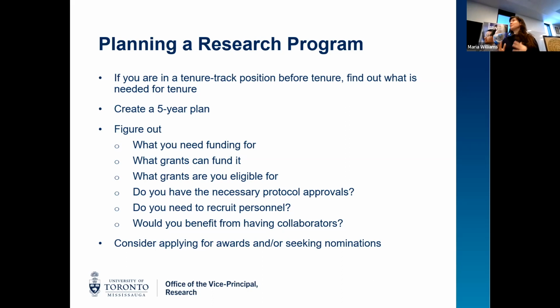So the first thing you would want to do is figure out what you need to secure tenure. And that often comes with a 5-year plan, because not every institution's and location's tenure cycle is the same, but usually there is sort of a 5-year period. And questions you might want to ask yourself when you're starting your research program are, do you need external funding? What do you need the funding for? What grants can fund it?